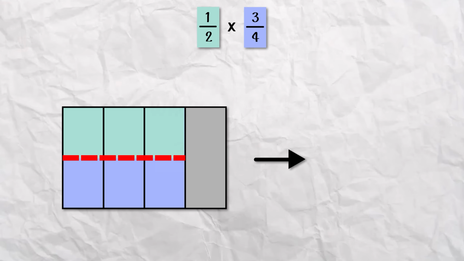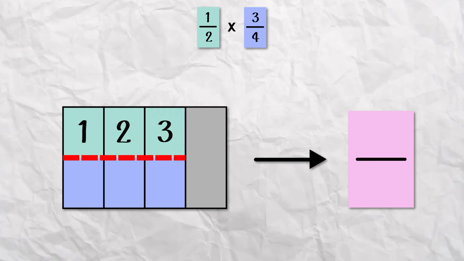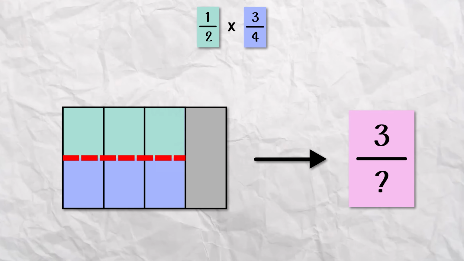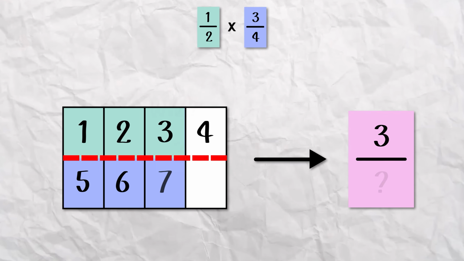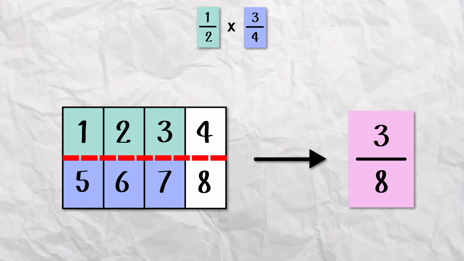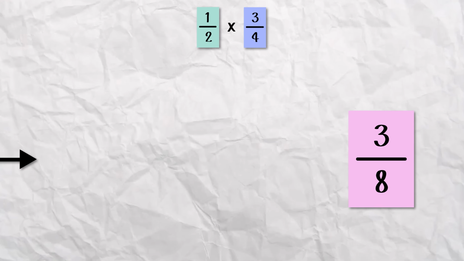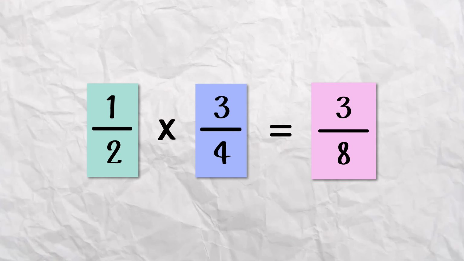What do we have now? We have 3 equal pieces shaded. That's our numerator. But what's our denominator? Remember, our 1 whole was the big rectangle. The denominator tells us how many equal-sized parts make up 1 whole. There's 8 equal-sized pieces that make up the 1 whole, and we have 3 of them. So 1/2 times 3/4 equals 3/8.